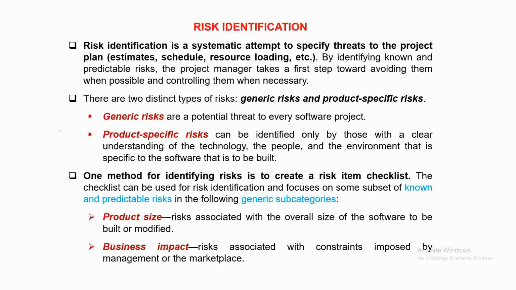Risk identification. Now, risk identification is a systematic attempt to specify threats to the project, plan, estimate, schedule, resource loading, etc. So, risk identification is a systematic, step-by-step attempt that you are trying to estimate in future these kinds of threats, these kinds of errors we may face during our entire project plan.